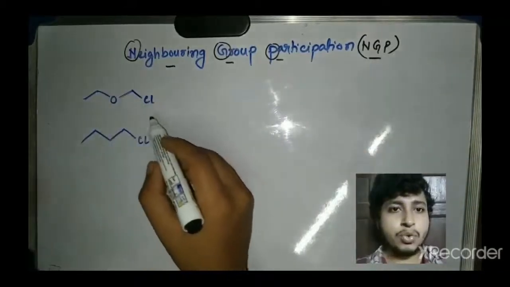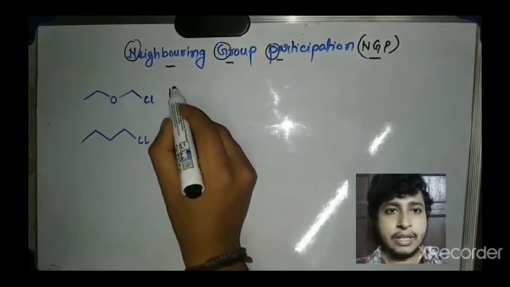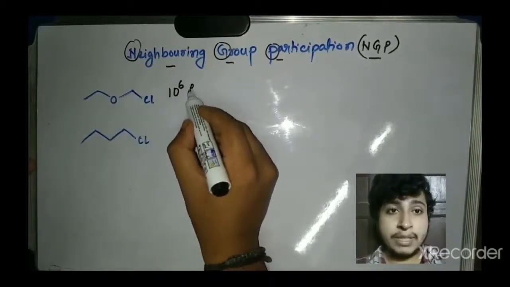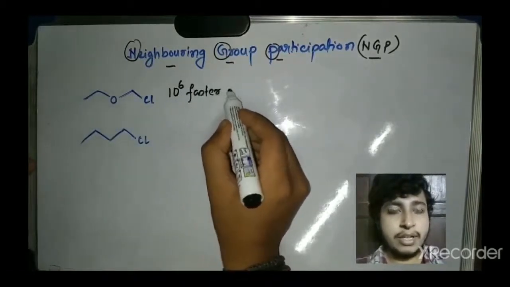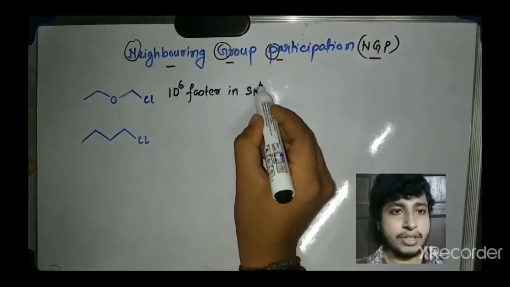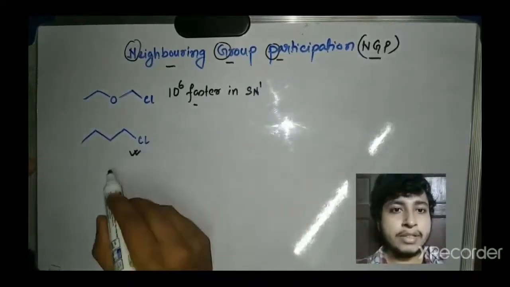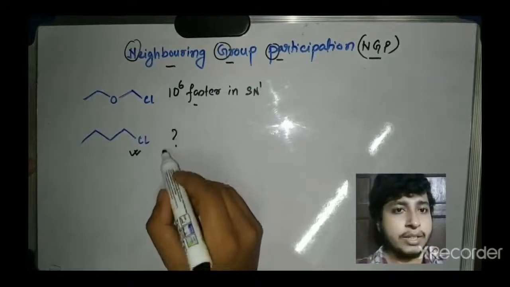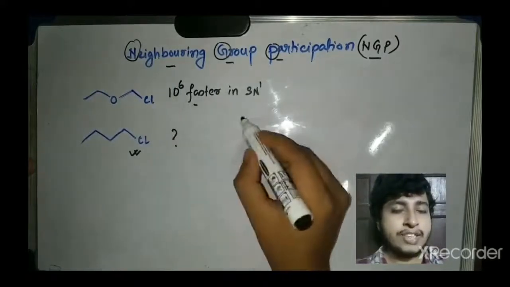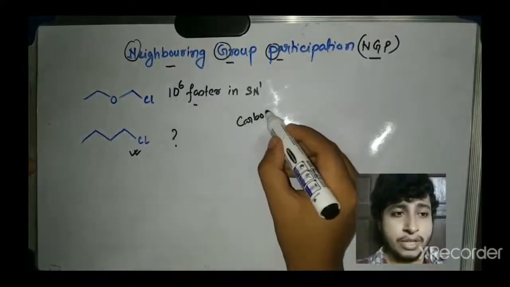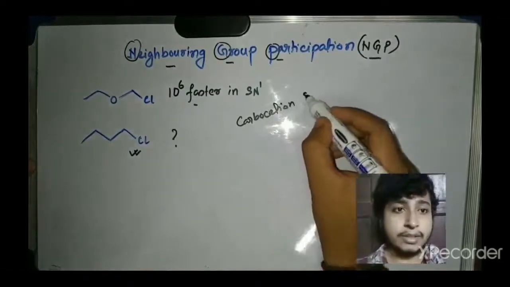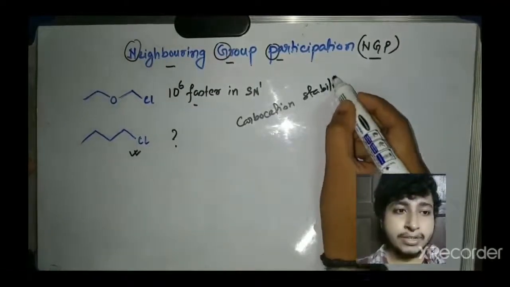If you see these two compounds on your screen, this compound will go 10 to the power 6 times faster in SN1 reaction than this compound. Why? Because the SN1 reaction actually depends on the stability of the carbocation. So we have to see the carbocation stability.